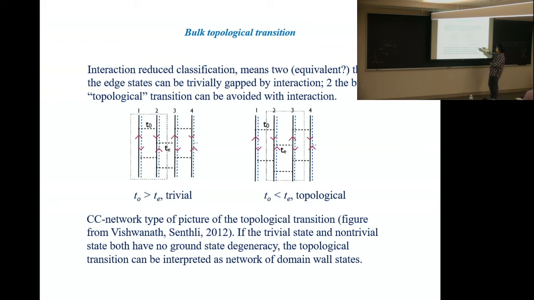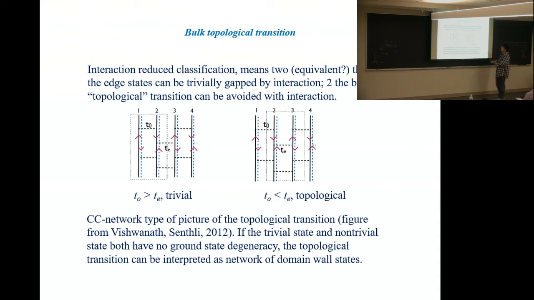However, suppose the hopping between 2 and 3 is stronger than the hopping between 1 and 2. Then these two channels will gap out each other, and channel 1 and channel 4 will be left gapless. So this system will have a gapless state. We call this one the trivial insulator, and this one a topological insulator, or SPT, symmetry protected topological state. By tuning T odd and T even, we can go through a phase transition.